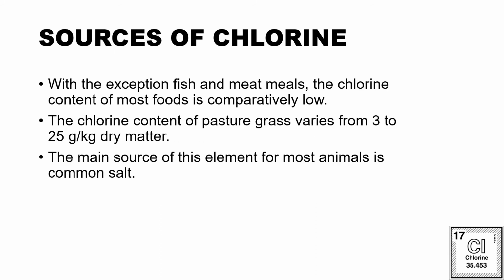So, for the sources of chlorine, with the exception ng fish and meat meal, the chlorine content of most food is comparatively low. So, medyo mababa yung chlorine content ng most food. The chlorine content of pasture grass varies from 3 to 25 grams per kilogram dry matter lamang. So, the main source of this element for most animals is yung common salt. Doon sa salt na nilalagay mo, di ba, yung source ng sodium is common salt, meron rin doon yung chlorine.